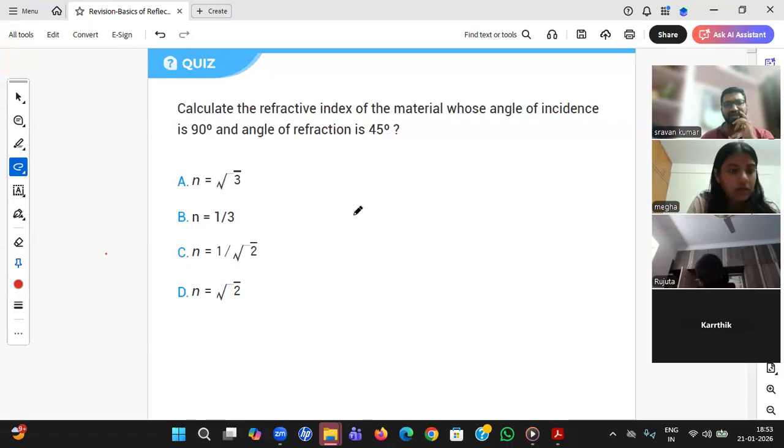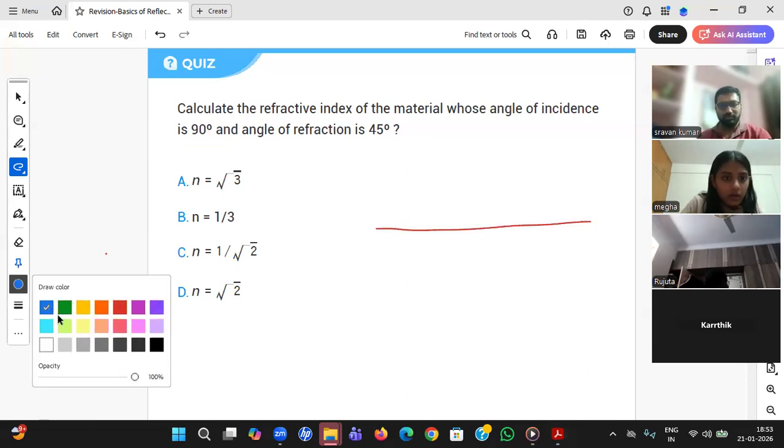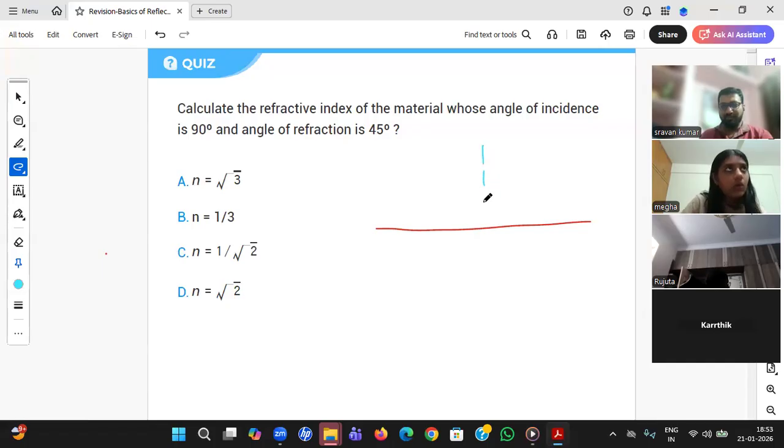Please draw the rough diagram, that will help you calculate the refractive index of the material. Incidence angles and the refractive index are given. Snell's law you should apply again, with mu and theta. Please be available for the sample papers.